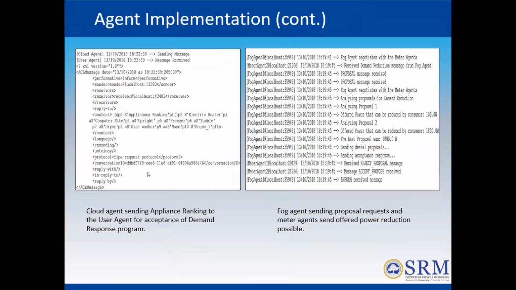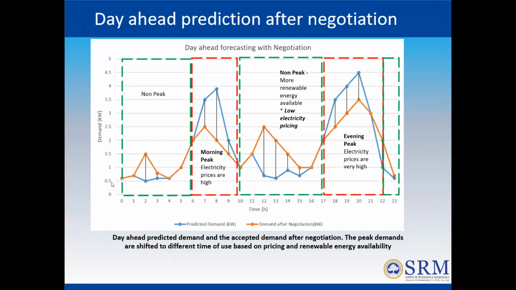And accordingly, what you see here is, based on the day-ahead prediction, the predicted demand is this one. And after negotiation, into non-peak, you can apply some of the equipments, because this is the time where you have renewable energy. So there will be a reduction in the bills. And this is the time where you peak. So there, if you can see, your predicted demand is more. Based on the negotiation, I have curtailed the load. That is the demand. So this is the curve that shows it.